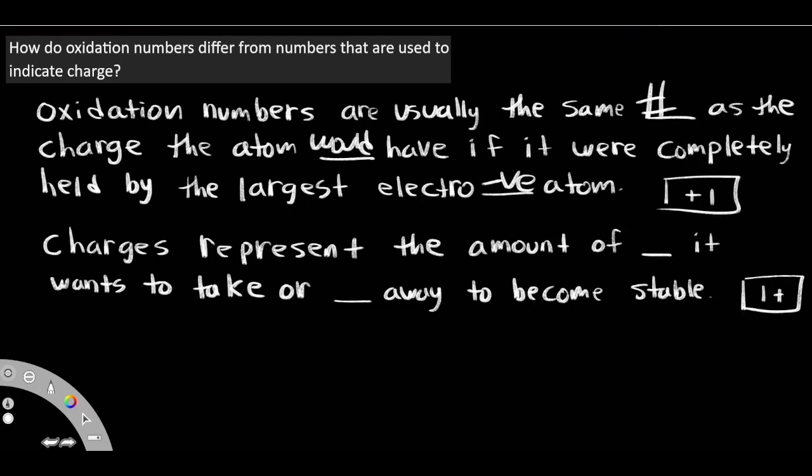If you have a number, let's say a +1, a 1 charge, we put the plus in front of that number. However, for charges, we do the opposite. The symbol goes after the number, that you're kind of used to seeing on your periodic table in your junior grades. Charges represent the amount of electrons it wants to take or give away to become stable. And again, these are the two different ways that we represent it.